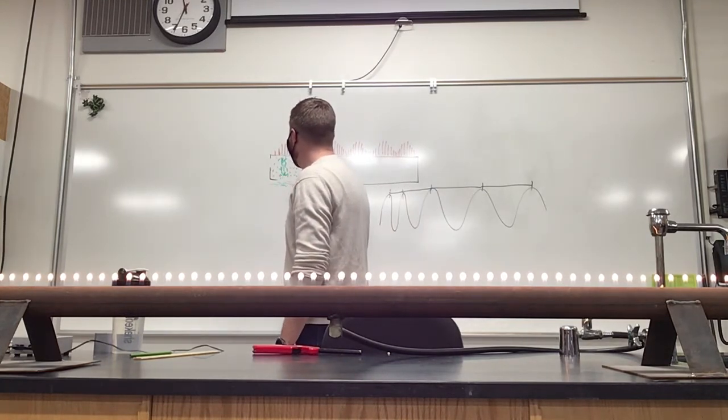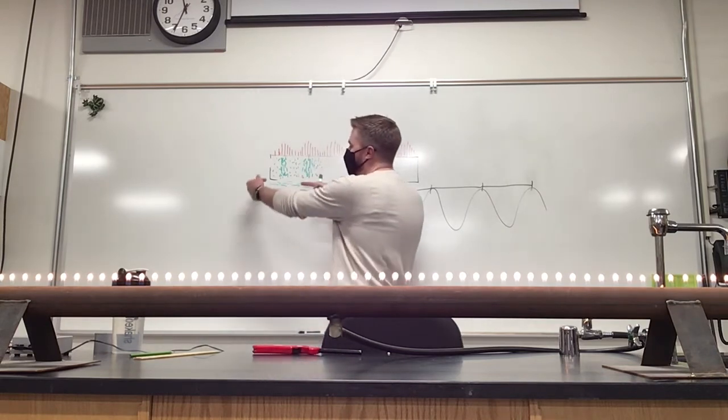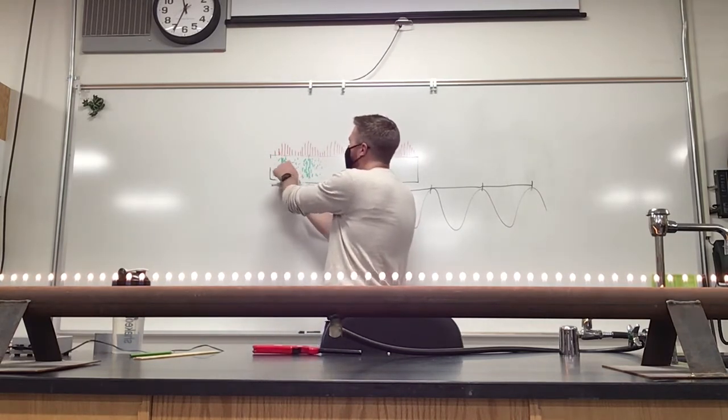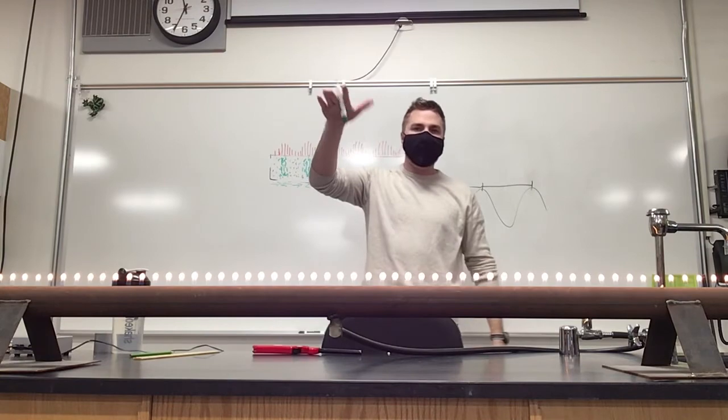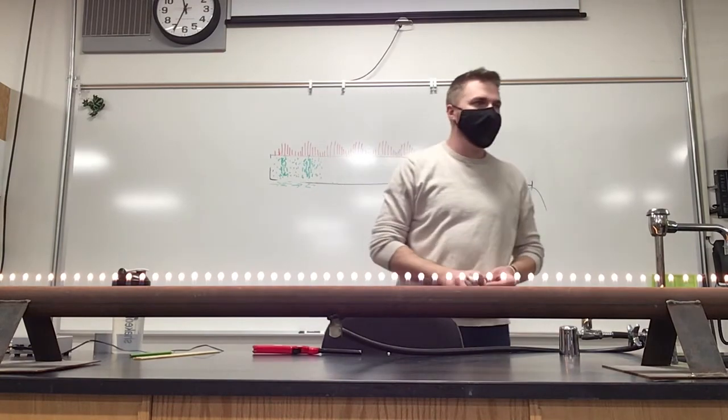So our particles are moving back and forth, and so we're creating areas of high pressure and areas of low pressure for a high flame and a low flame. Okay?